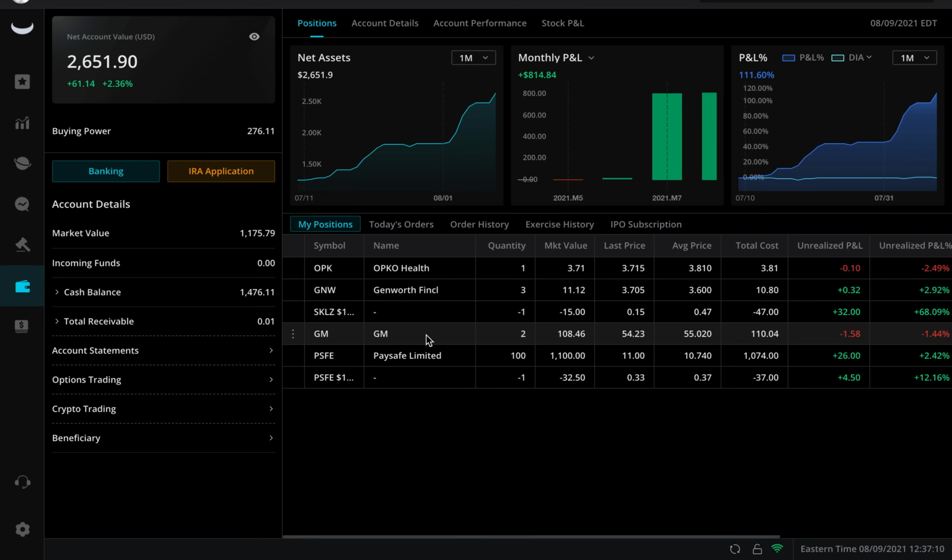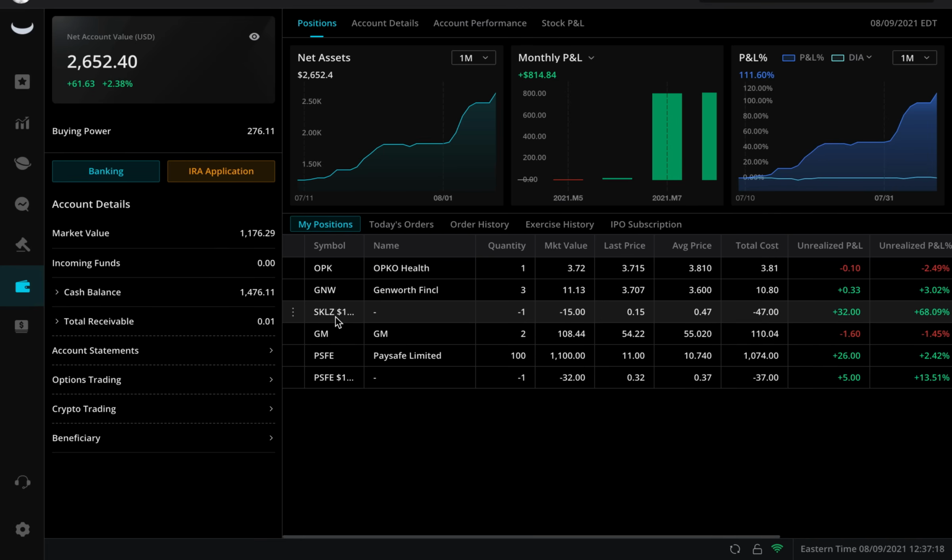Purchased two shares of GM here, as you can see. And then if we take a look here, I sold a put on Skills because I did think that, you know, Skills had been way oversold. And I did this last Friday, and as you can see, I'm already up quite a bit, $32.